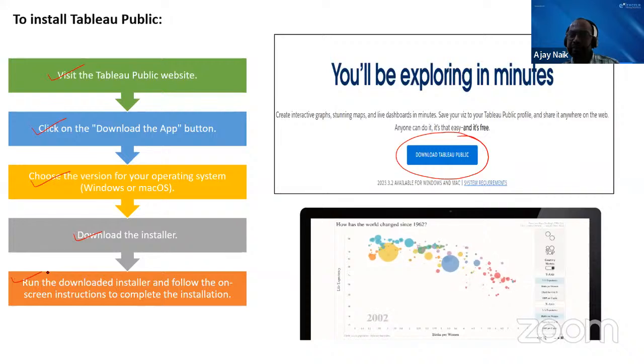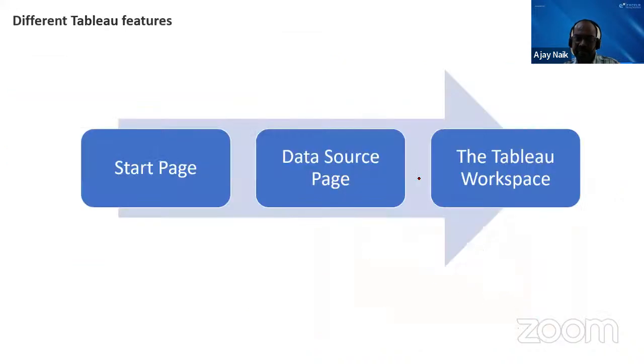First, visit the Tableau Public website. Then click on download the app. Then, as per your system requirement and operating system, choose the correct version and follow the instructions. Now, once Tableau is installed, what are the different features you will be able to observe in Tableau? Step by step, we will discuss.